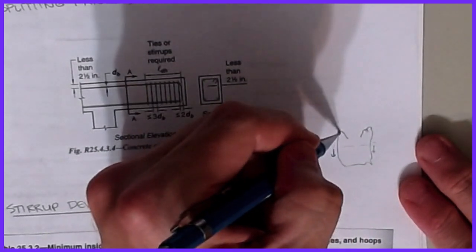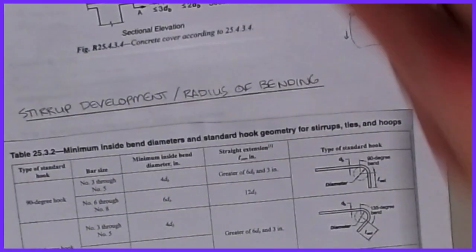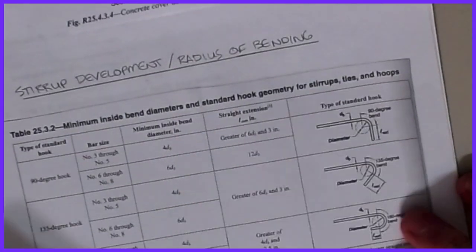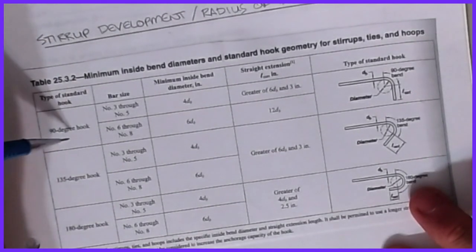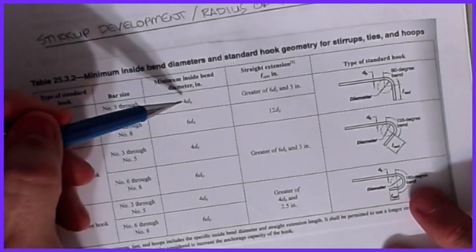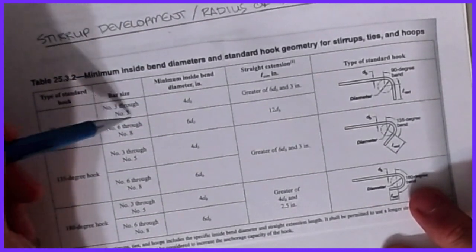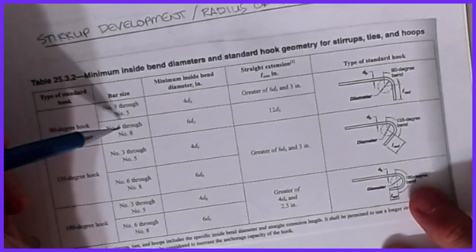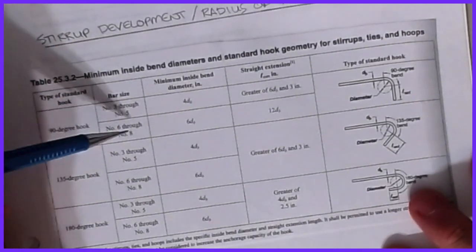And typically you want to put a bar under there to help hold that stirrup in place as the shear force tries to pull down on it. And that's what this table is going to do for you. And this is 25.3.2. So for a 90-degree hook, the minimum inside bend diameter is 4 bar diameters for a number 3 through 5. It's 6 bar diameters for a 6 through 8. Okay, and again, they only do small sizes because we're talking stirrups here.